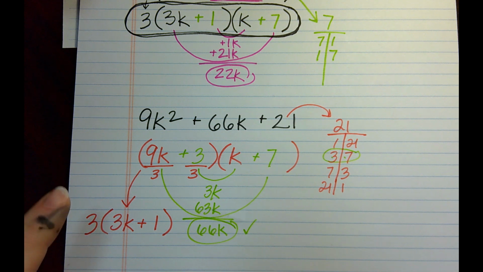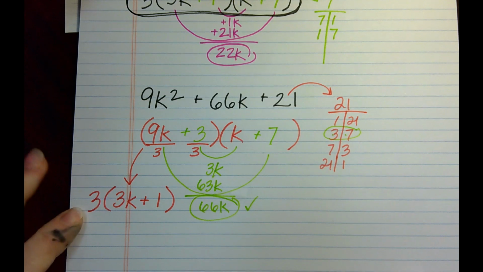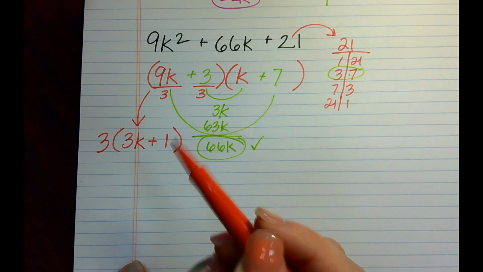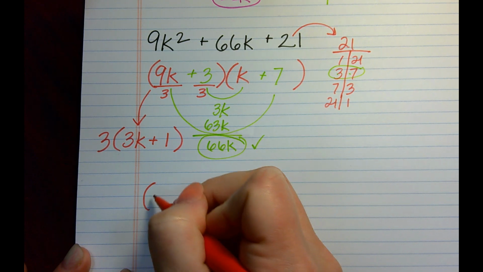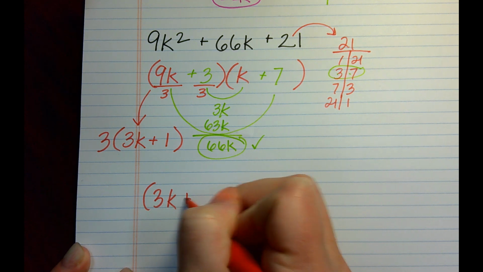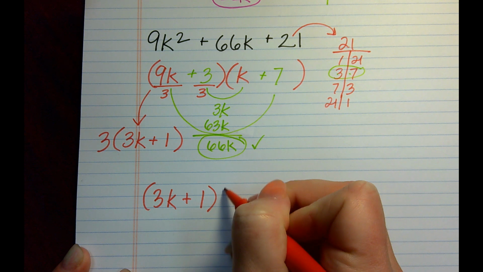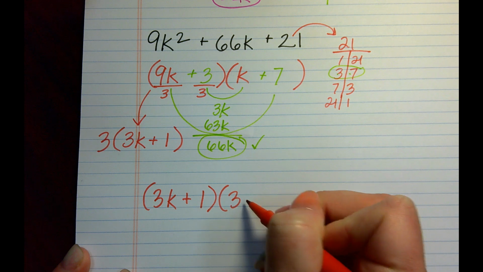Okay, now Cheyenne, you did it with a 3 and a 3, right? Yeah. Okay, let's see. And I used 1 and 21. Okay, so 3K plus 1 and 3K plus 21? Yes. Okay.